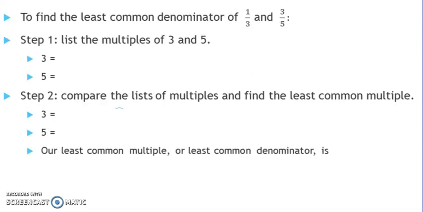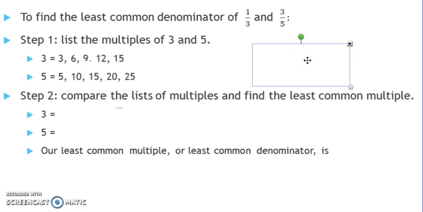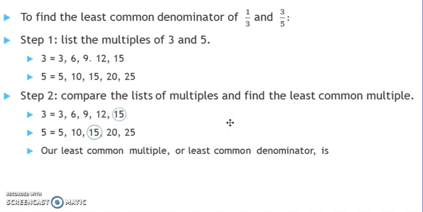So to find the least common denominator of 1/3 and 3/5, our first step is to list the multiples of 3 and 5. So for 3 we have 3, 6, 9, 12, and 15, and then for 5 we have 5, 10, 15, 20, and 25. So our step 2 is to compare the list of multiples and find the least common multiple. So if we're looking at both of these lists, we see that 15 is the smallest number that both of them have in common, so that means our least common denominator and our least common multiple is going to be 15.